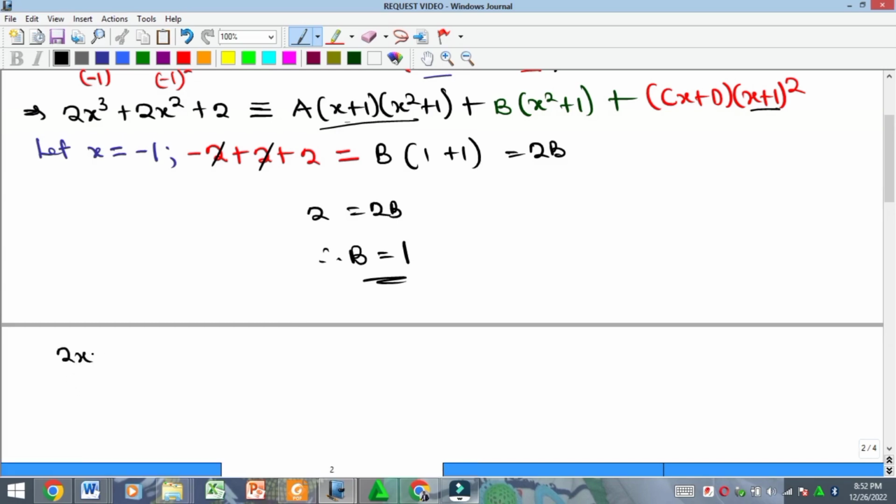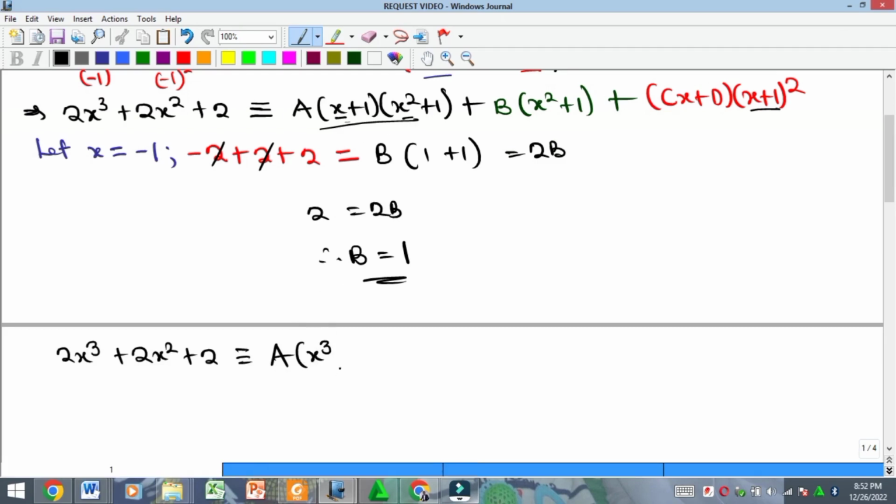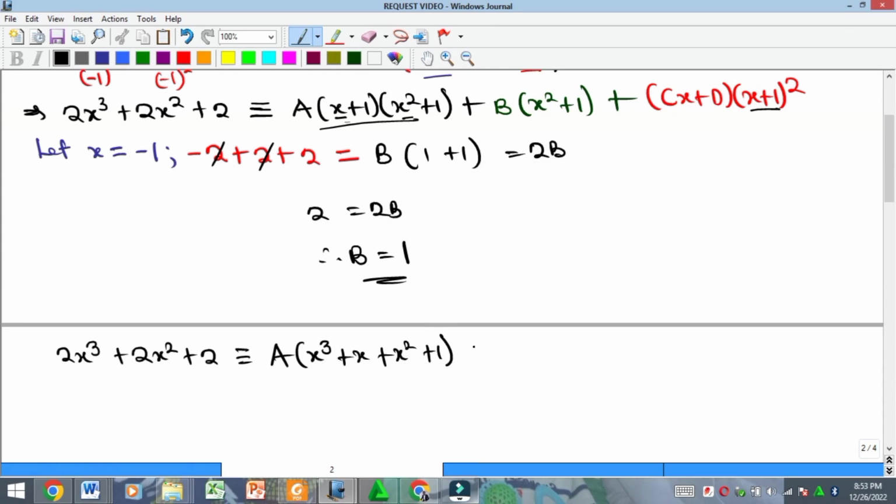So here we have 2x cubed plus 2x squared plus 2 to be equivalent to, so if we expand here, we are going to have a into, this will give us x cubed. That's x will multiply x squared, so we'll have x cubed. x will multiply 1 and we'll have x, and then again 1 will multiply x squared, we'll have x squared, and 1 will multiply 1 to give us 1. So, and that is plus b. If you open that bracket, you get bx squared plus b.